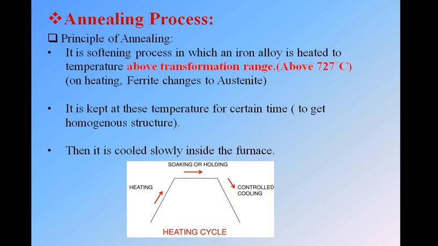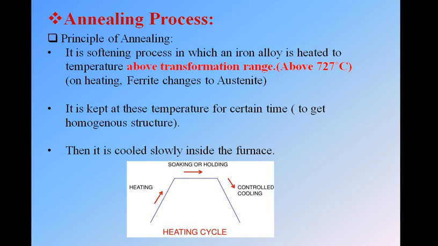Take a simple example. If I heat the steel, initially it is at about 20 degrees Celsius, which is room temperature. When I heat the steel from 20, and increase the temperature to 100, 200, 300, 500, 600, and up to 726 degrees Celsius, I have the ferrite phase in my material. But when I cross the 727 degrees Celsius line, my ferrite phase will change into the austenite phase. This 727 degrees Celsius is the temperature where the phase of the material changes. When heating, ferrite changes to austenite.